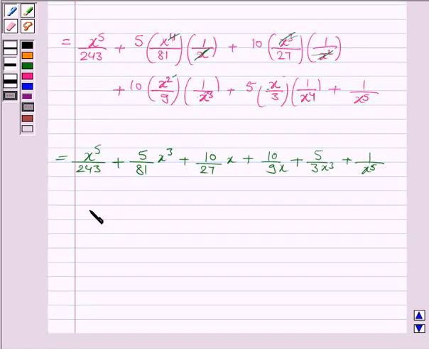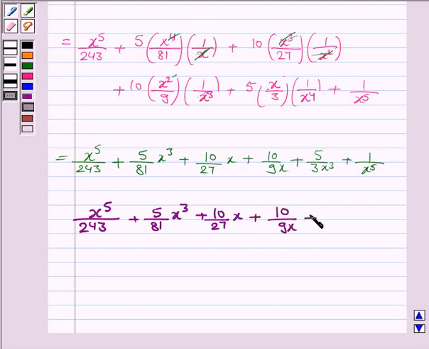Hence the answer is x^5/243 plus 5/81 into x^3 plus 10/27 x plus 10/(9x) plus 5/(3x^3) plus 1/x^5.